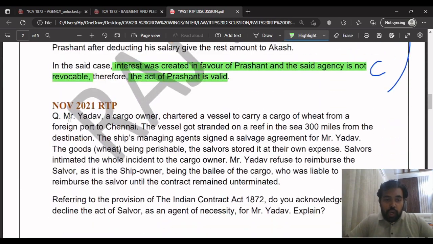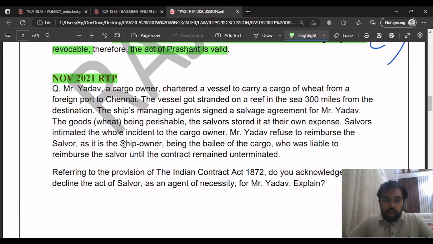Next question is November 21 RTP. This question was also repeated in your test your knowledge question. This is based on the example of the provision. See my revision video examples. The example can itself be created into a case study and can be asked in your exam. I'm repeating it so many times. I don't know how many times I've told already.